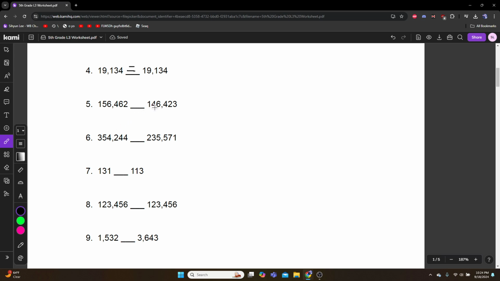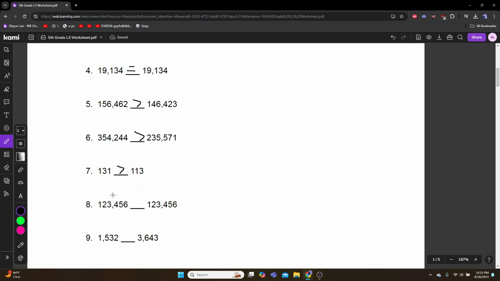156,462, 146,423. They're both in the hundred thousands, and since 5 is greater than 4, it's like this. 354,000 and 235,000. We know that this is clearly bigger since 3 and 2. 131 and 113. We go place by place. 1, 1, and 3, 1. So we know that this is greater.